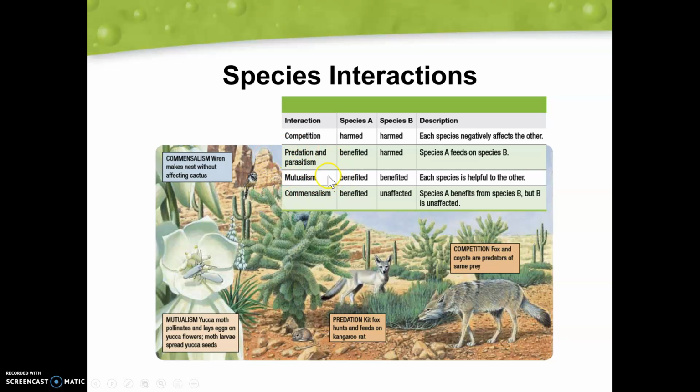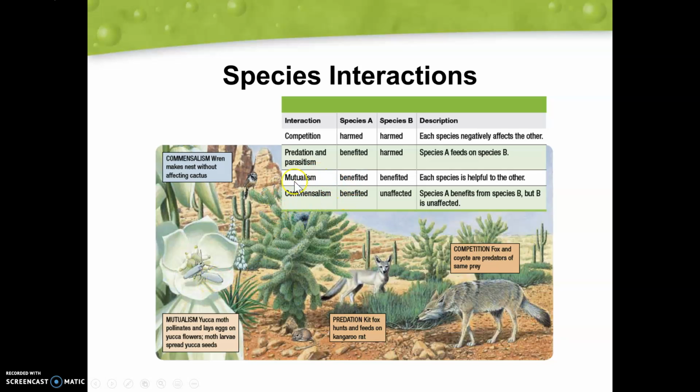Second one here is mutualism. So again, in this case, both are benefiting. So each species is helping one another. A good example here, we take a look at our moth. It is going to pollinate this flower and lay its eggs on the flower. So the moth larvae gets a place to live and the moth gets to supply its eggs there, while it's also pollinating the flower, which is helping the flower.